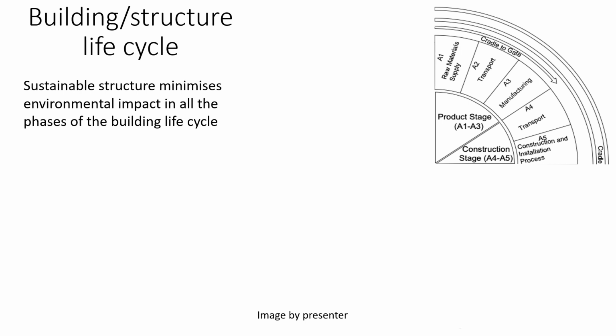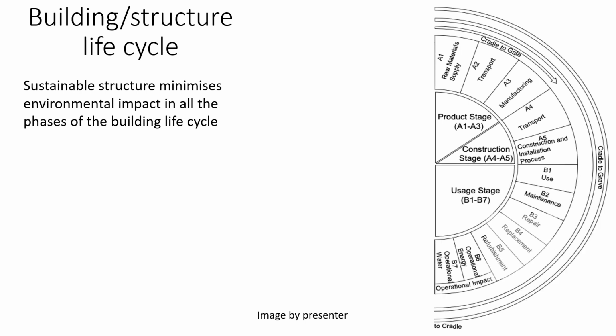For example, take brick. The raw material can be clay. So first the clay is dug out, then that clay is transported to the factory, then a brick is made, then the brick is transported to the site, and then it is placed there. So these are the two stages. The third stage is usage stage, where we use the material, then whenever it is needed, we repair the material or replace the material. We do refurbishment on top of that.